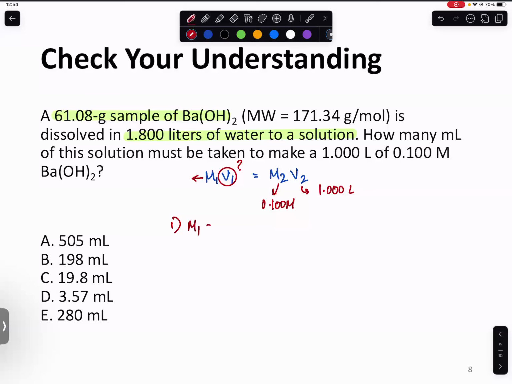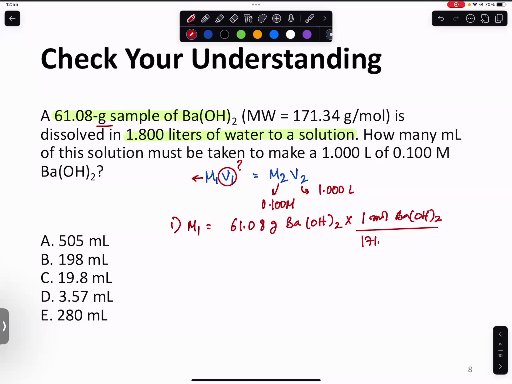The molarity here is the moles divided by the volume. I'm not given the moles directly, but I can determine them using the mass of the barium hydroxide sample divided by the molar mass of barium hydroxide, which is 171.34 grams per mole.